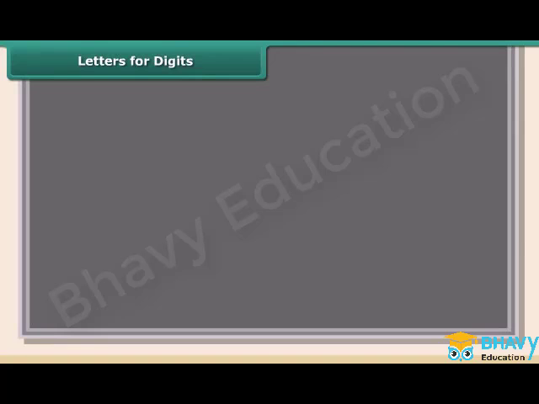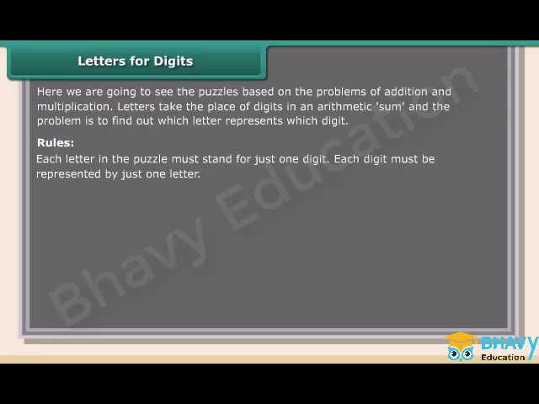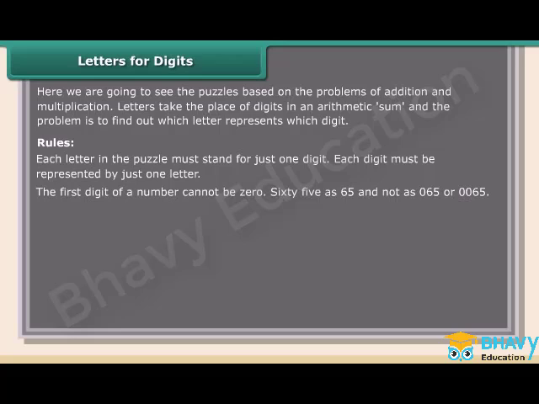Letters for digits. Here we are going to use puzzles based on the problems of addition and multiplication. Let us take letters in place of digits in an arithmetic sum, and the problem is to find out which letter represents which digit. Rules. Each letter in the puzzle must stand for just one digit. Each digit must be represented by just one letter. The first digit of a number cannot be 0. We write 65 as 65 and not as 065 or 0065.